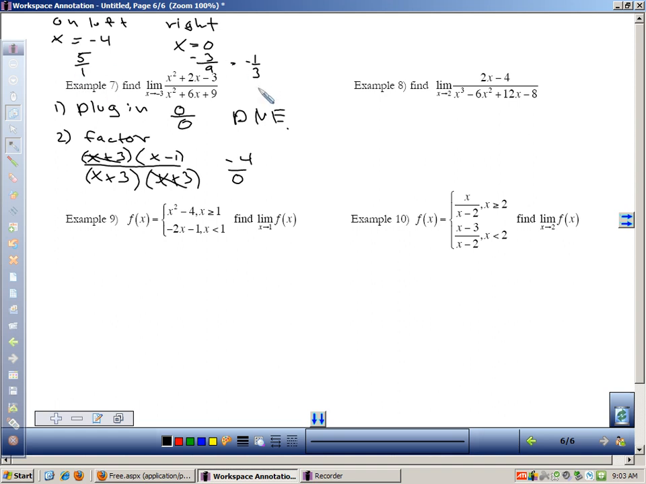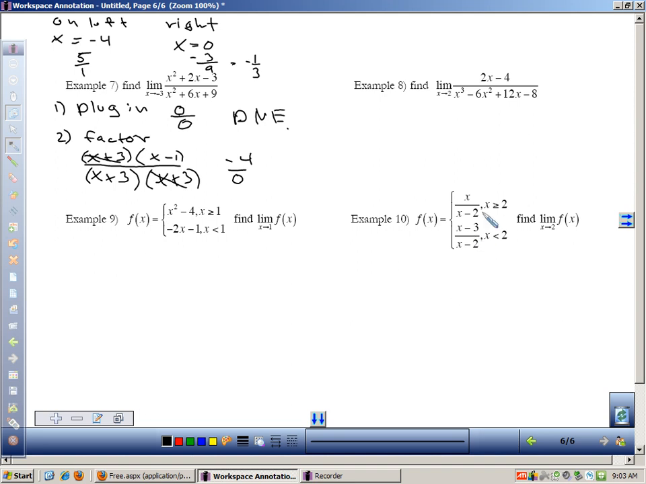So our signs are different, so our limit does not exist. I want to look at one more example with this piecewise function because it's just a little bit different. And then we're going to look at limits at infinity. So we're looking at number 10. We want the limit as x approaches 2 of this function.